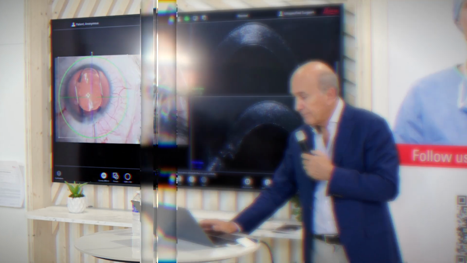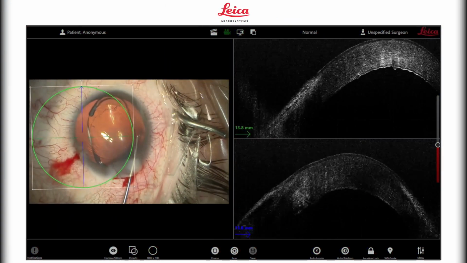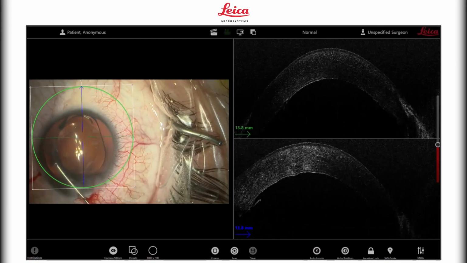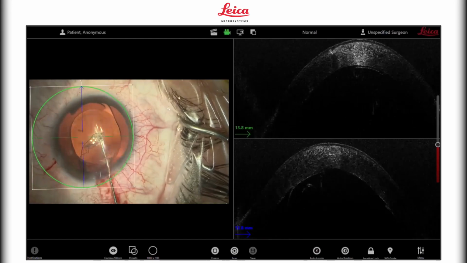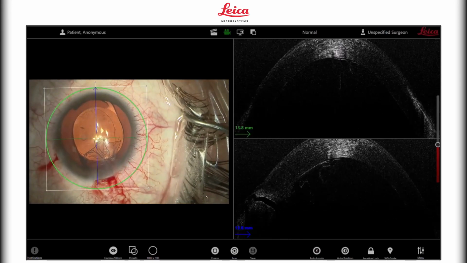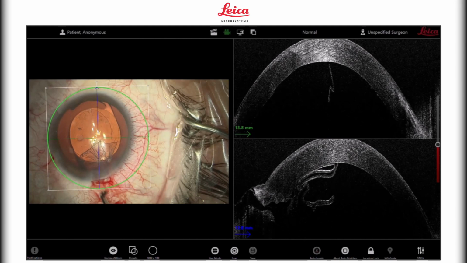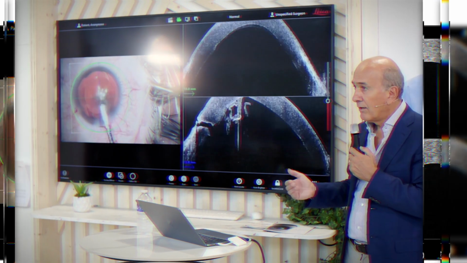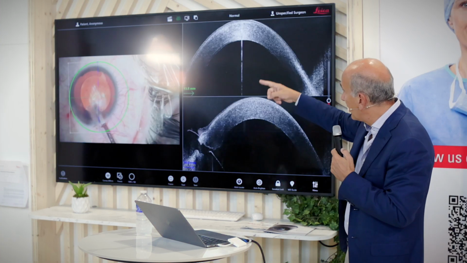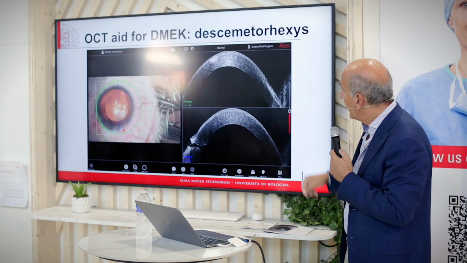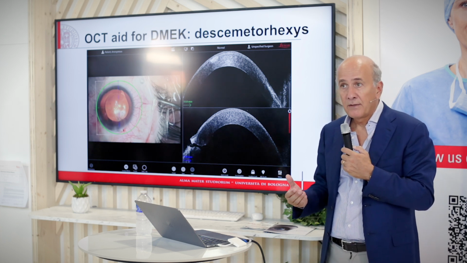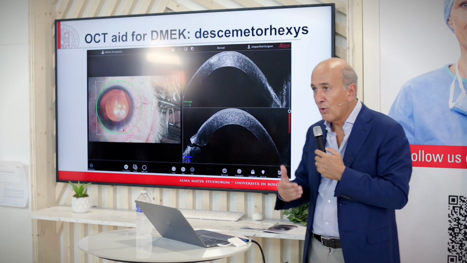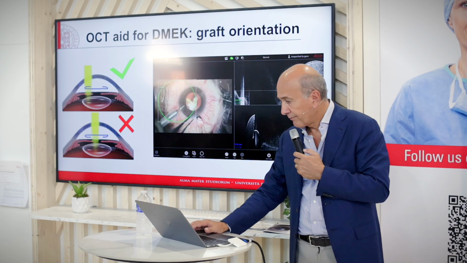Now for DMEK, what could be the potential advantage? Of course, I do a Descemetorhexis, but oftentimes when you do a Descemetorhexis, it doesn't come out regular. You may leave some remnants of the Descemet membrane in place. Things that you do not want, because that causes irregularity, okay? And by using an OCT, I can do a scan, and I can double check if there are remnants of the Descemet membrane left behind that eventually need to be removed before you introduce your donor lenticule.